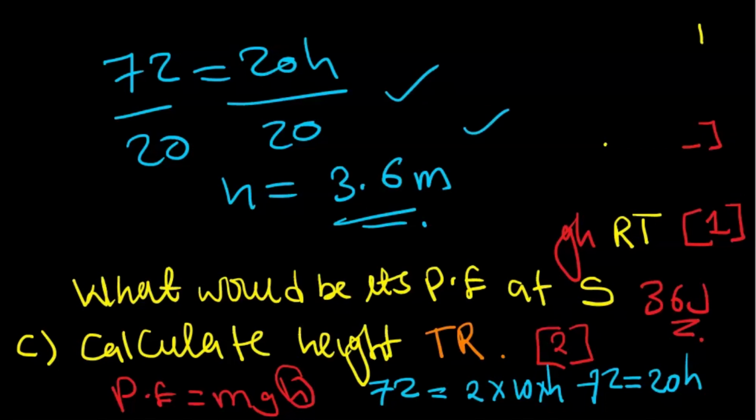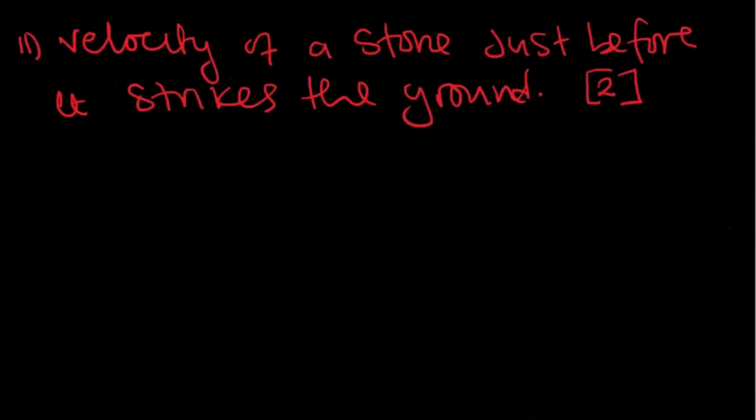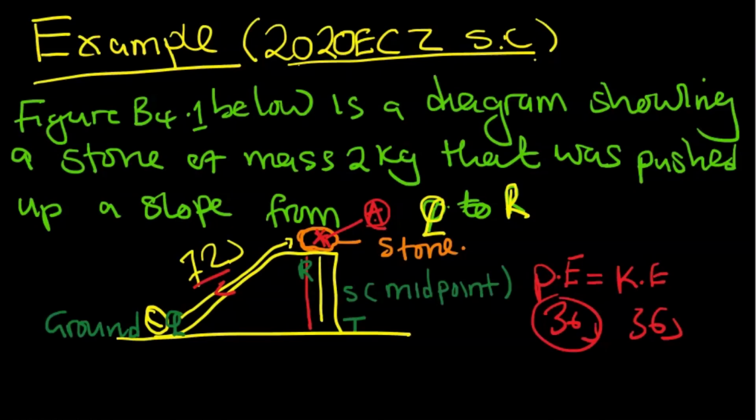Okay? What about the last one? Find the velocity of the stone just before it strikes the ground. So in finding the velocity here, you need to know that before the stone strikes the ground, all the potential energy has been converted to kinetic energy. Therefore, the total energy is equal to kinetic energy.